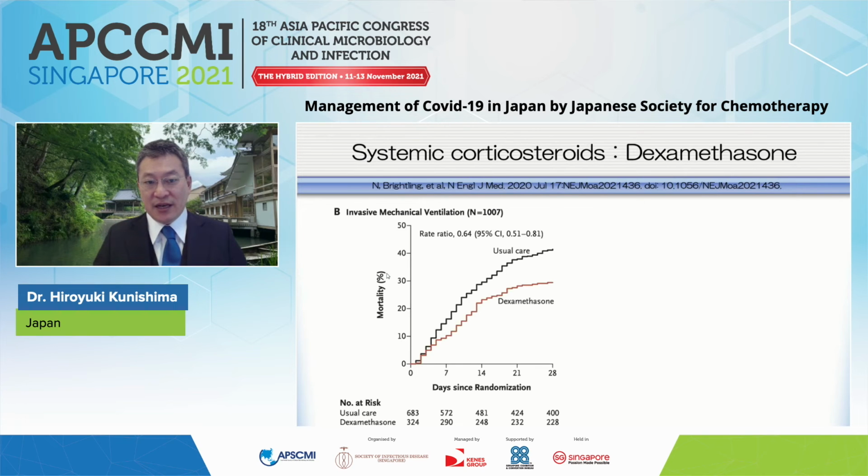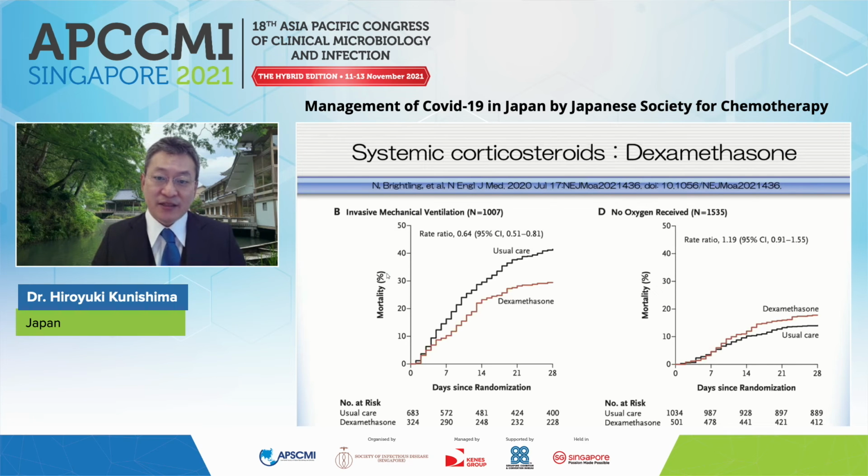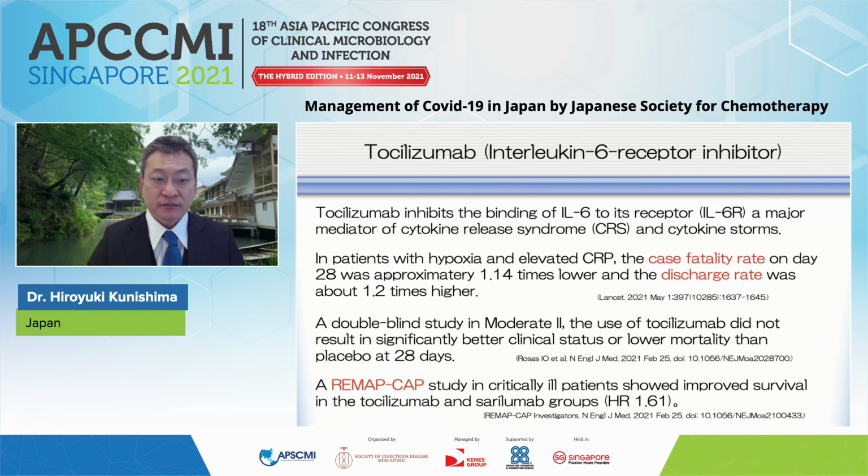COVID-19 is one of the rare infections that can be treated by steroids. In COVID-19 patients requiring oxygen, steroids can reduce mortality. On the other hand, an increase in mortality rate was reported in patients not requiring oxygen. Therefore, steroids should not be given in mild cases. Ventilator management and ECMO are used for severe cases.